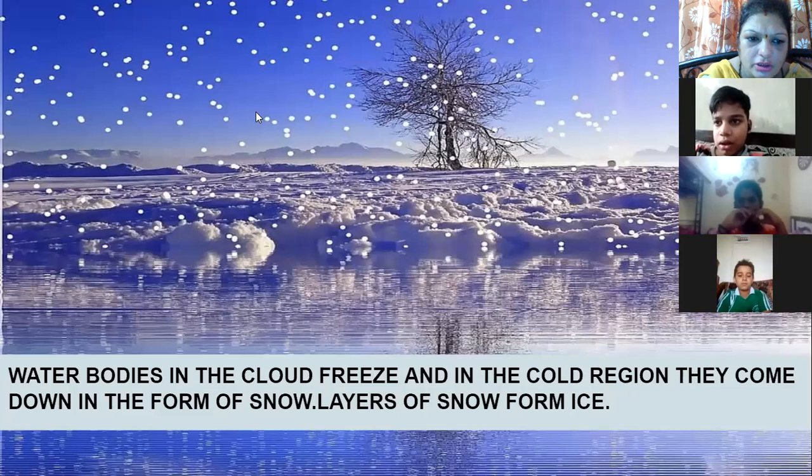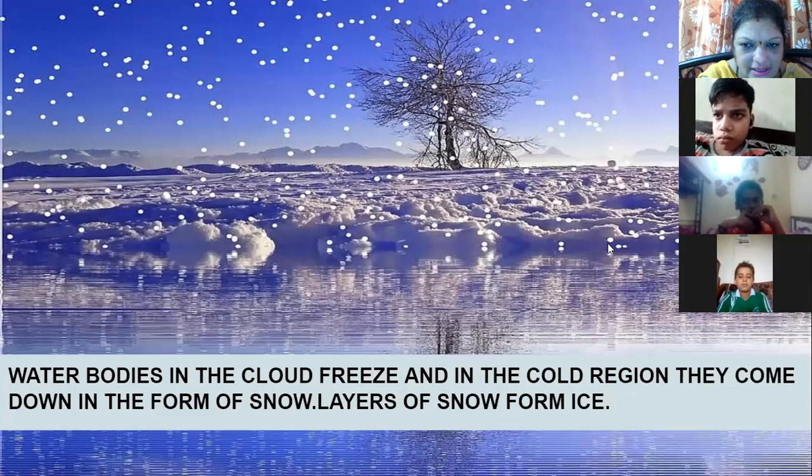So what happens? In the cloud, the water freezes. When the water freezes, it comes down in the form of snow. You can see the snow falling. And when the snow falls on the surface, what happens to the snow? It will turn into ice. So this is a sheet of ice which is floating.